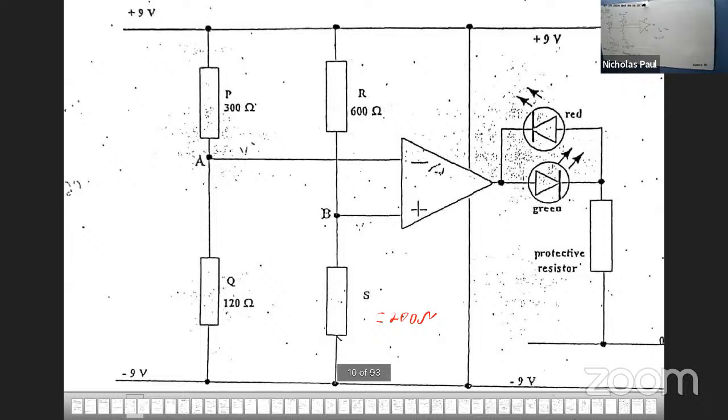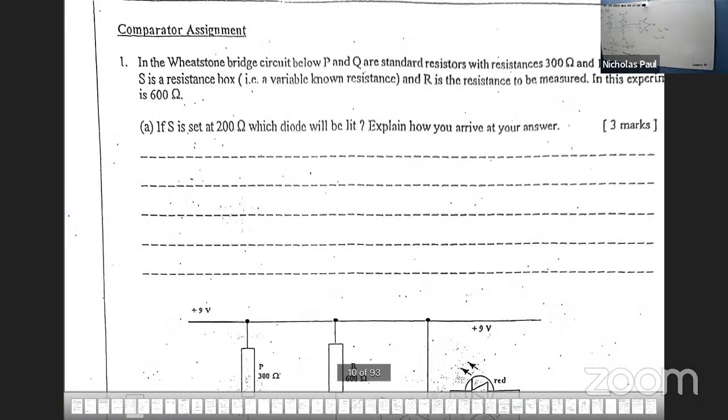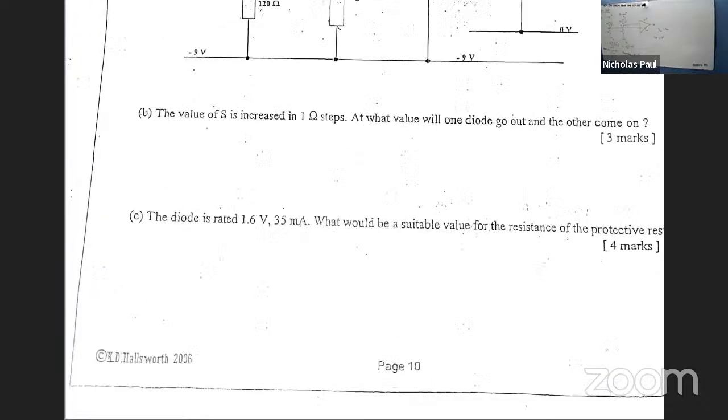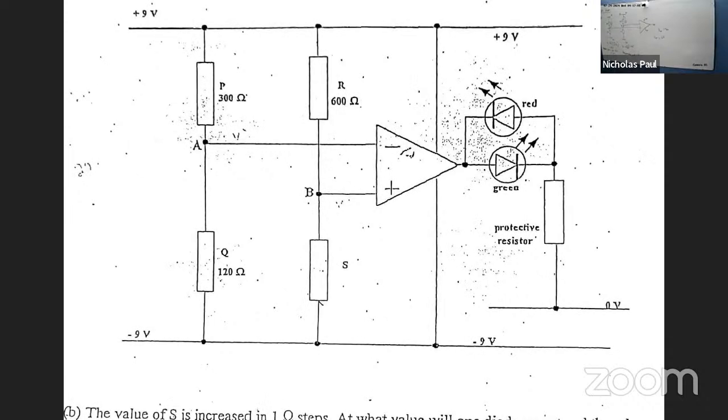You have to work it out. Right, you have to work out the potential at A and the potential at B and then figure it out. Please do the work here. You can leave the diagram. The diagram is on page 10, number 1.